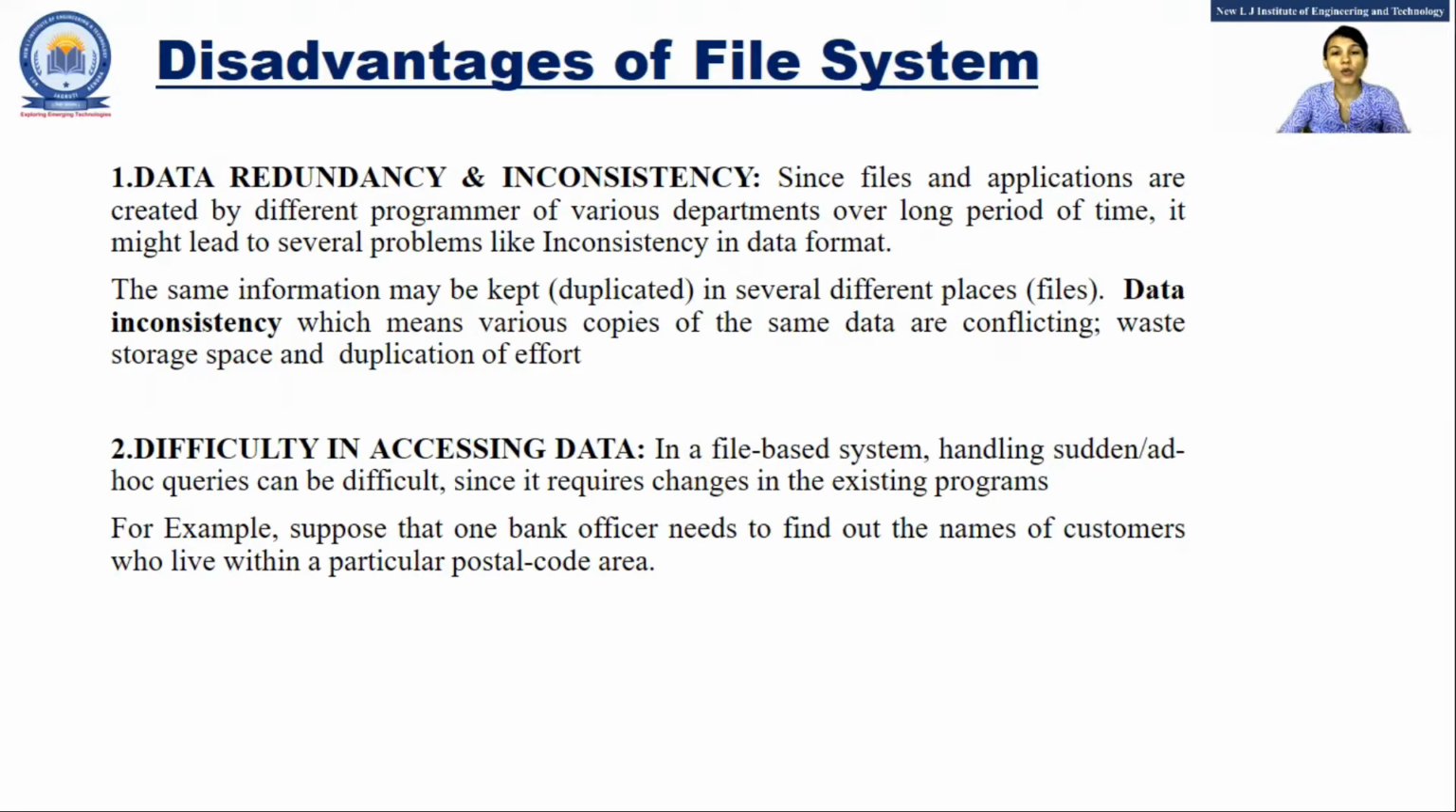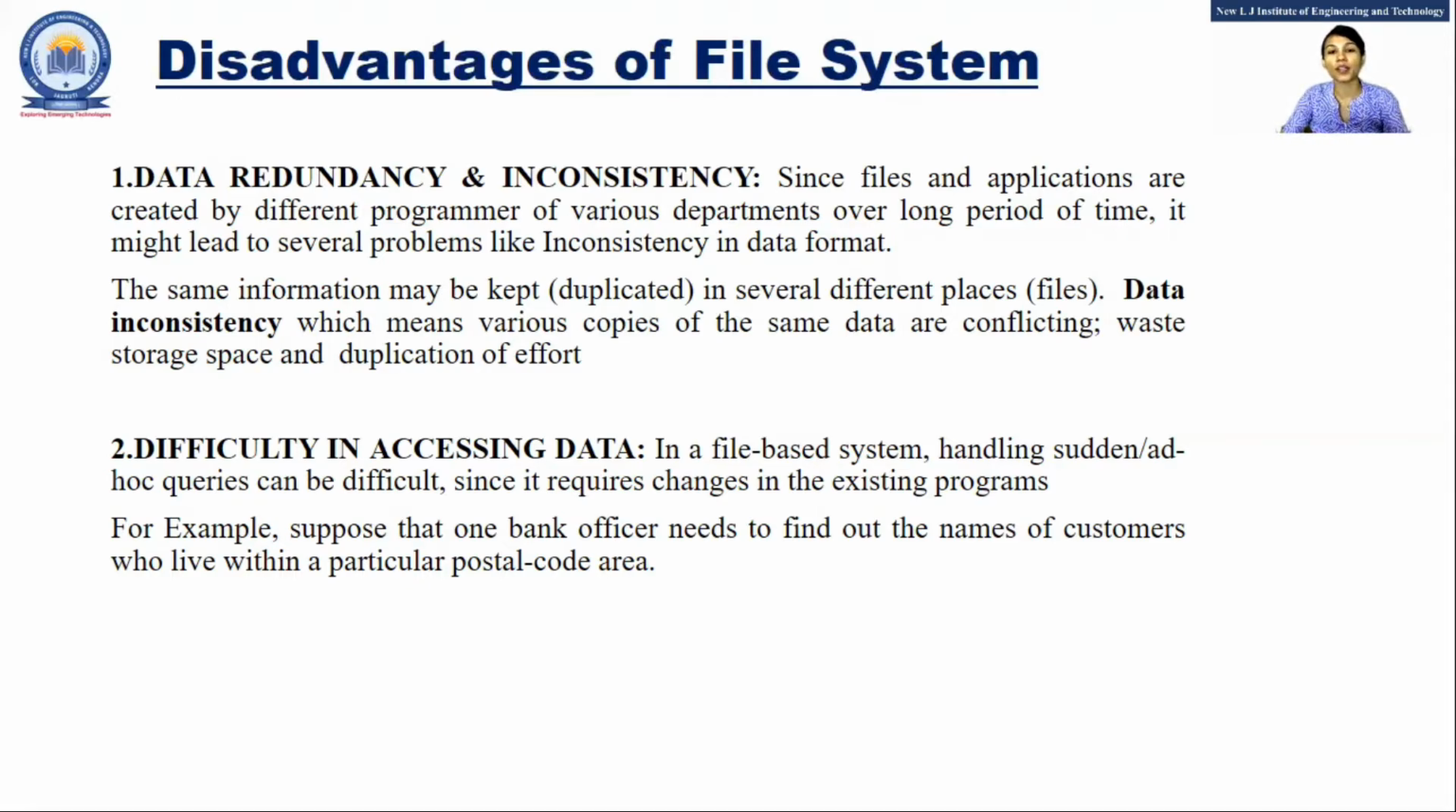Suppose in a bank there is one file where all the details of bank customers are there, like customer ID, customer name, and then address, city, pin code and everything. But suppose one bank officer wants to find out the names of customers for a particular postal code area. Suppose the postal code area is 382210. I want the customers who live within this postal code area. So to apply this kind of constraint in a file management system is difficult.